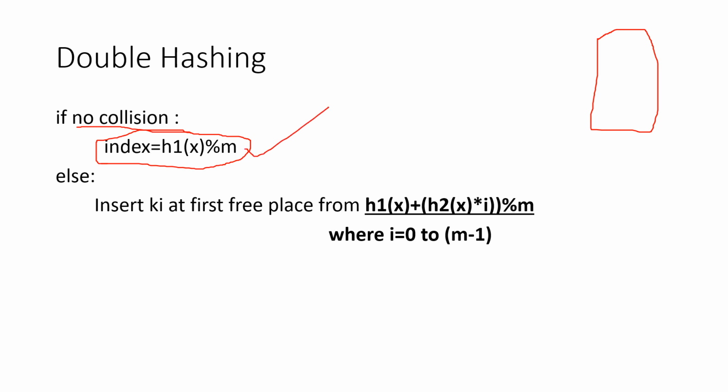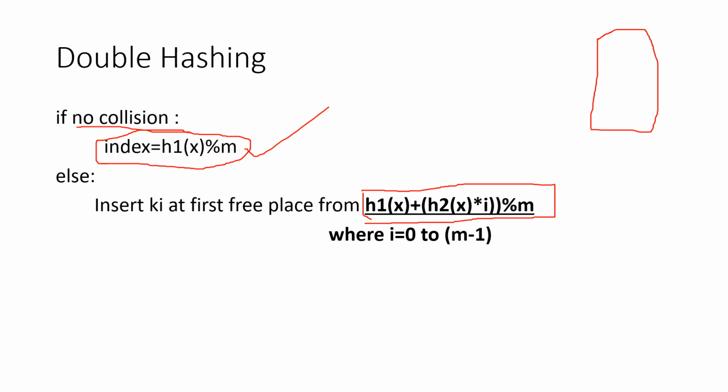If a collision occurs, suppose two elements get the same index, then how will you store two elements in the hash table? That's not possible, because in a single chair we cannot seat two persons. In a single chair two students will not sit. So for that reason, how do we resolve that problem? Using double hashing.